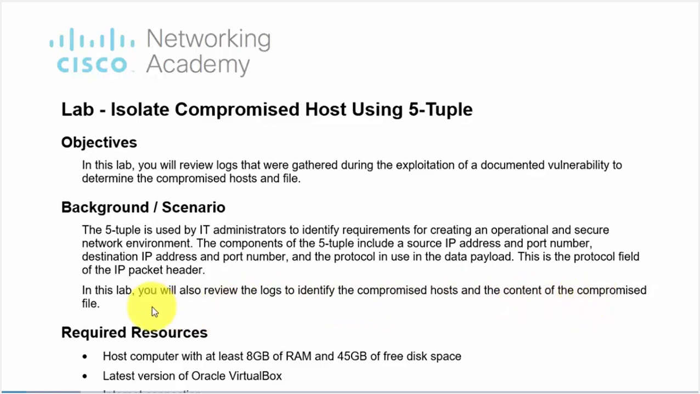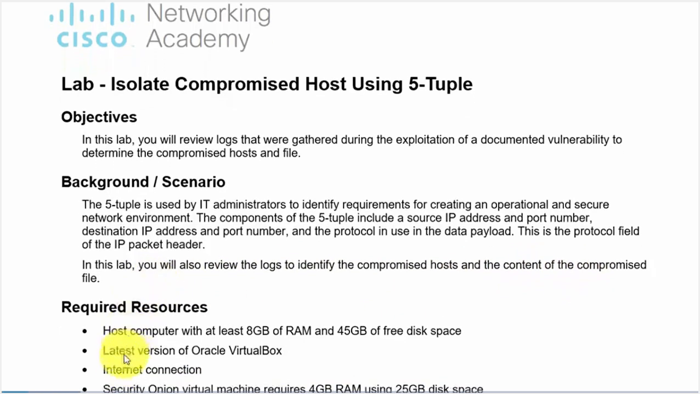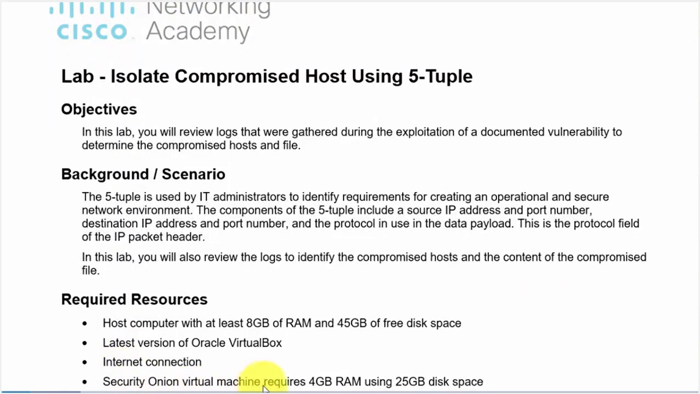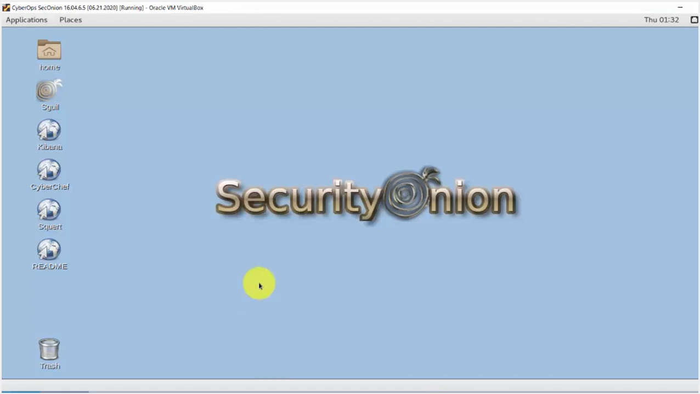of a compromised file. To do this lab, you're going to use the Security Onion virtual machine that comes with the Cisco Netacad course, and you're going to need to install this virtual machine into Oracle VirtualBox. Now, I already have it running, so I'll switch over to my virtual machine, which I'm running in VirtualBox. Here's Security Onion. I've already logged in with the username analyst and the password CyberOps.